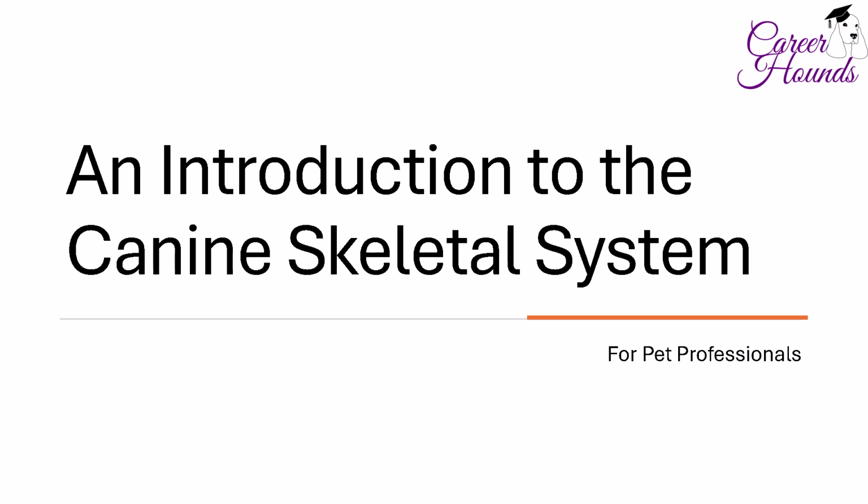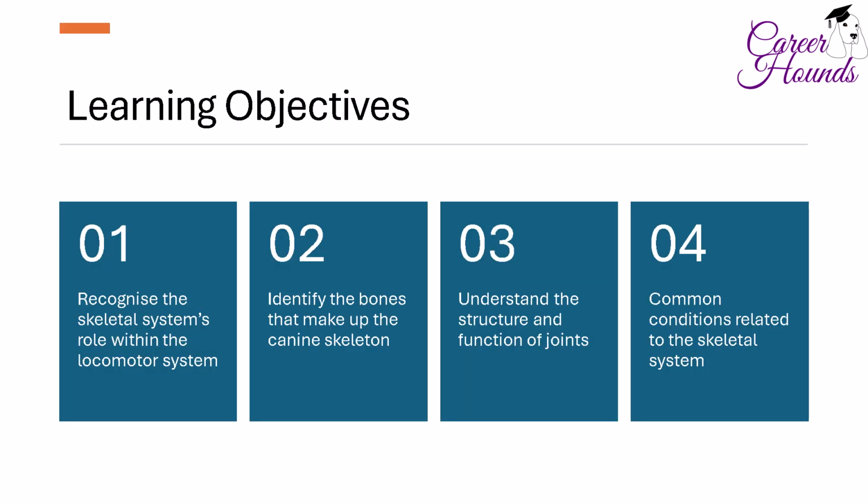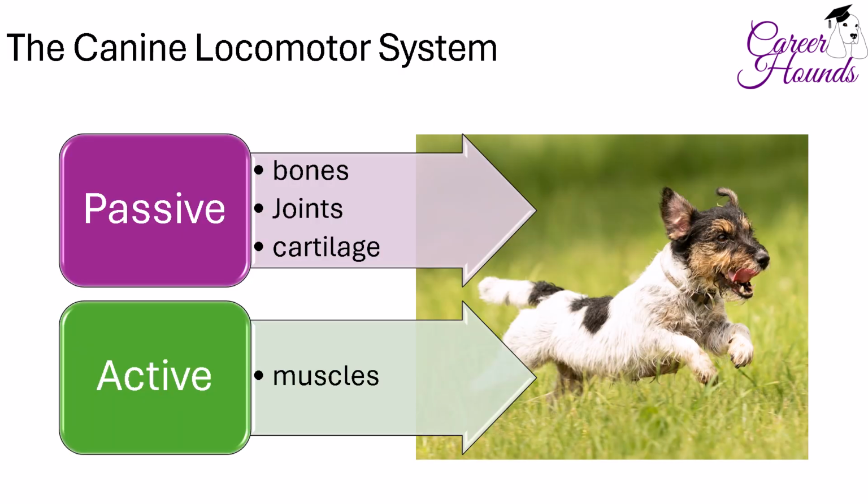An introduction to the canine skeletal system for pet professionals. The learning objectives for this lesson are to recognise the skeletal system's role within the locomotor system, to identify the bones that make up the canine skeleton, to understand the structure and function of joints, and common conditions related to the skeletal system.